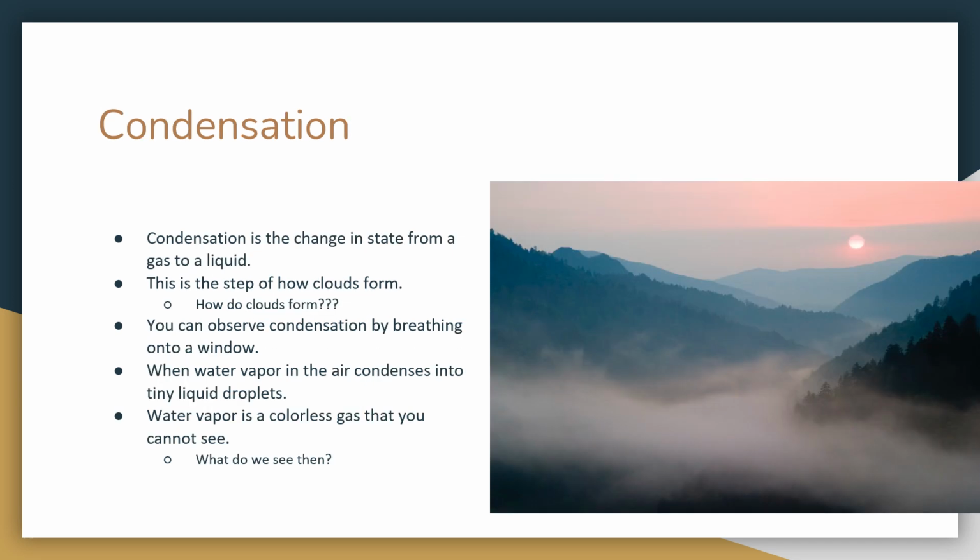Condensation. Condensation is the change in state from a gas to a liquid. This is the step of how clouds form. You can observe condensation by breathing onto a window, when water vapor in the air condenses into tiny liquid droplets. Water vapor is a colorless gas that you cannot see.